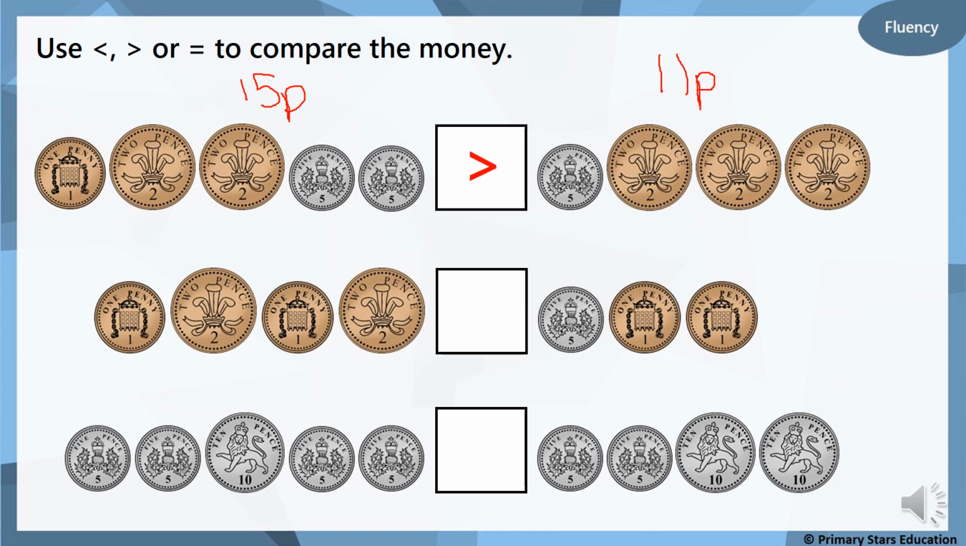15 pence is greater than 11 pence. Work out the next one for me. So you've got 6 pence. Count the other side, where we have 7 pence. So we say 6 pence is less than 7 pence. And look at that sign. It's open towards the bigger number. Okay, now try and count the last one for me.